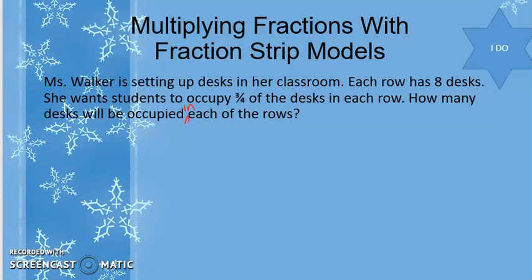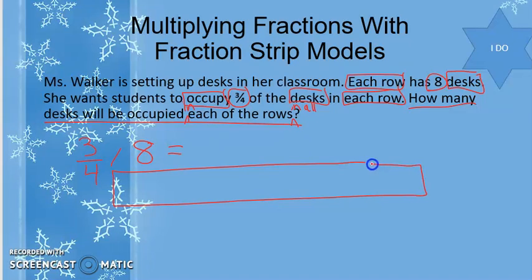Okay, so let's see what the question is asking and which numbers we're going to work with. We know that we have 8 desks in each of these rows. We want the students to occupy 3/4 of these desks in each row. How many desks will be occupied in each of the rows in total, in all? So now what we want to do is, we know that we have a fraction, 3/4. We want to multiply that by 8 desks in each of the rows. And we want to use a fraction strip model to see how many desks will be occupied in each of the rows in all. So we're going to pretend that this is our fraction strip.